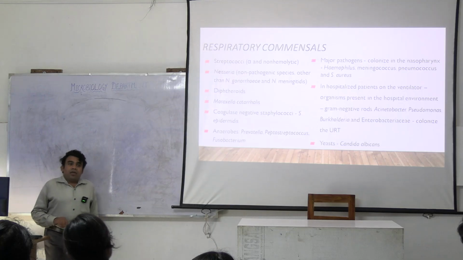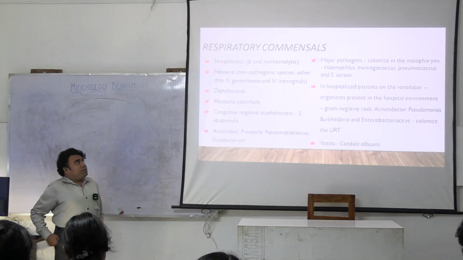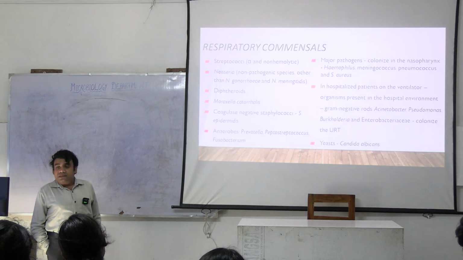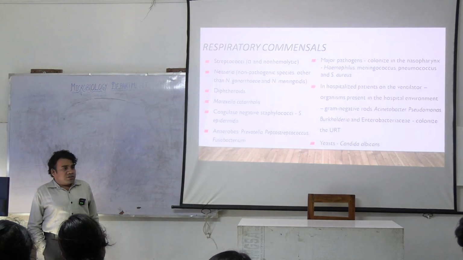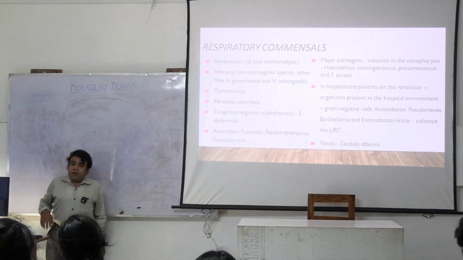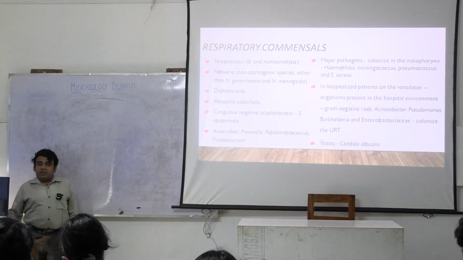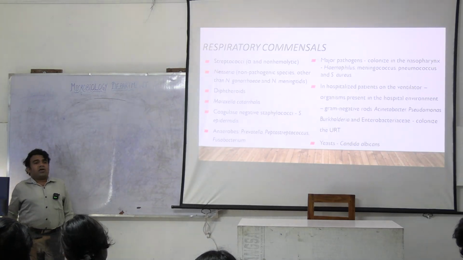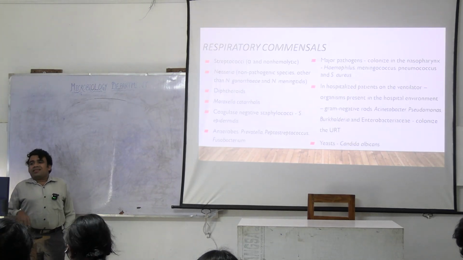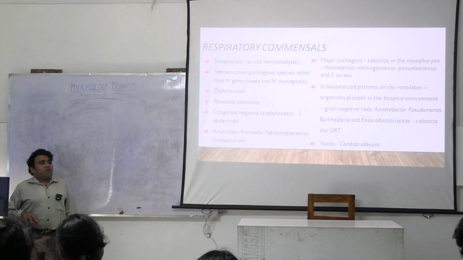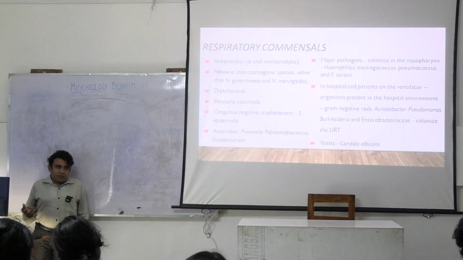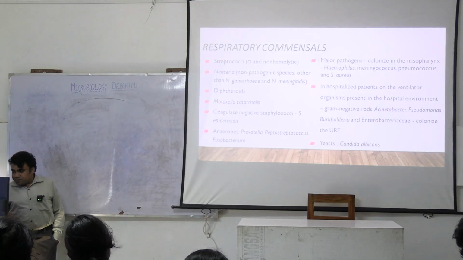Other than that, the very important part are the major pathogens which can also colonize the nasopharynx. That means a transient colonization. Transient colonization means colonization for a small duration. Predominantly that would include Haemophilus, Meningococcus, Pneumococcus and Staphylococcus aureus. Now if you look at these organisms carefully, they are very important causes of lower respiratory tract infections, commonly pneumonia, and sometimes even causing systemic infections including meningitis.